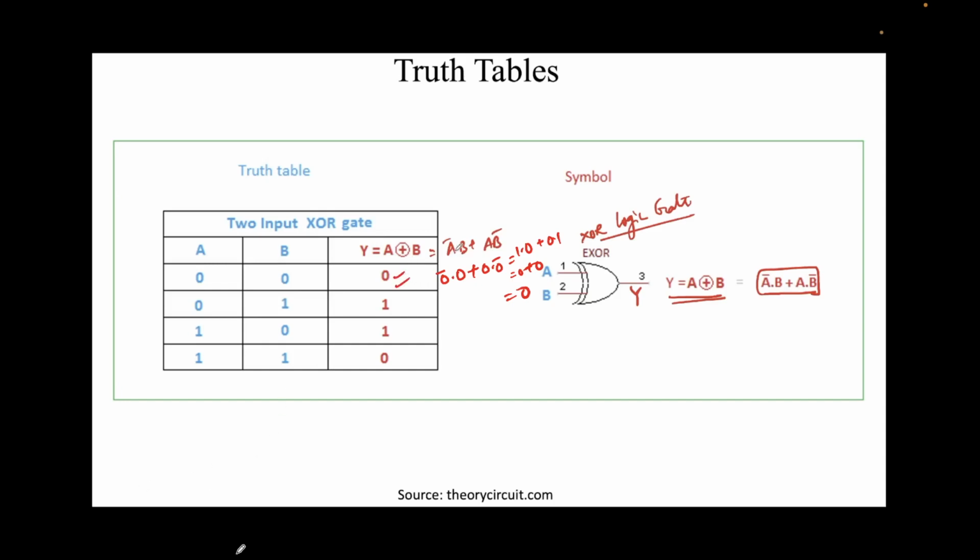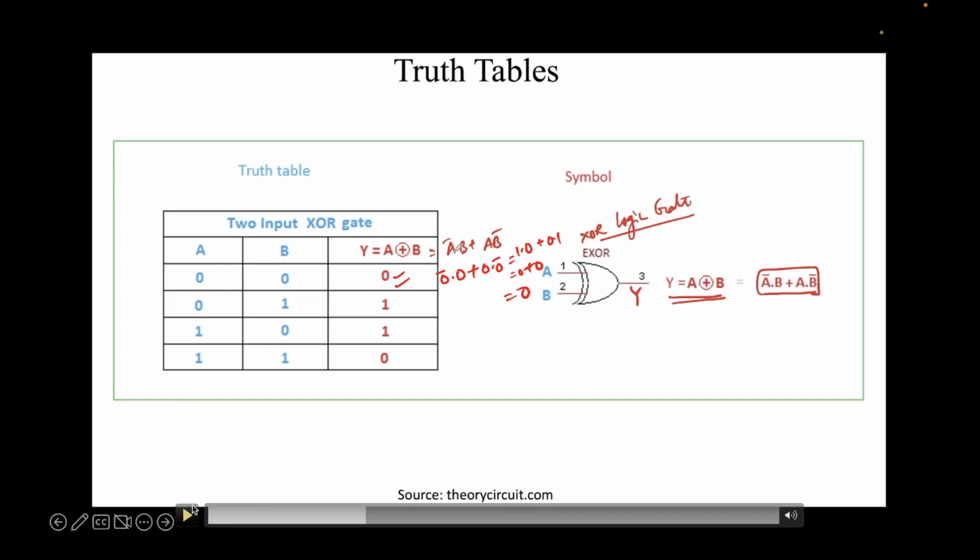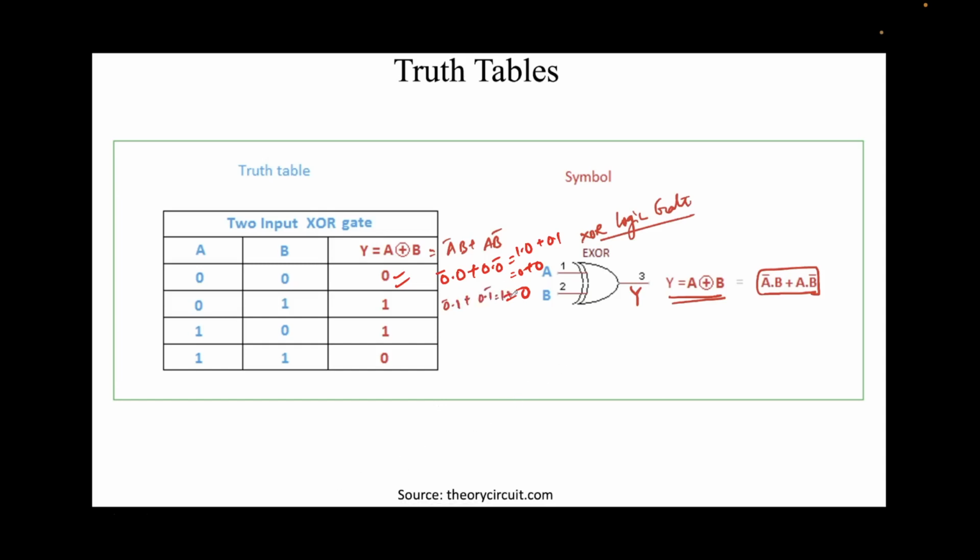Now I will go to the second row. So this is the first row, I just did it. Now we are looking at the second row: 0 bar times 1 plus 0 times 1 bar. So that will be 1 times 1 plus 0 times 0. So it will come out to be 1, and we know this comes out to be 1.